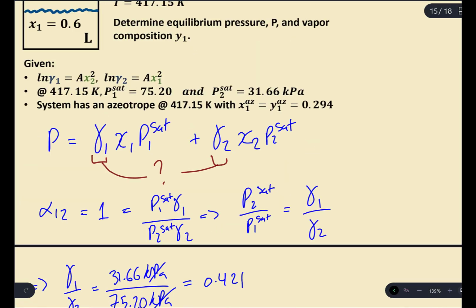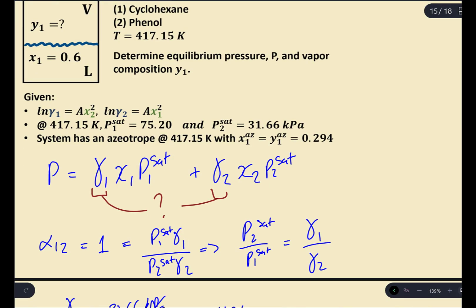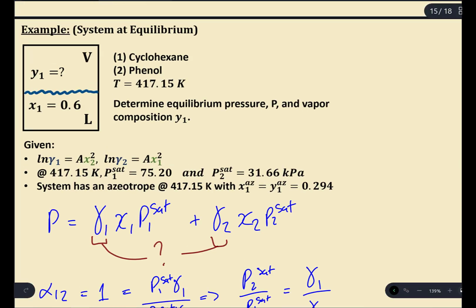Now we go back to the bubble pressure equation. We plug in the values for gamma 1 and gamma 2. We know x1 and x2. We know P1 sat and P2 sat. And then we solve.